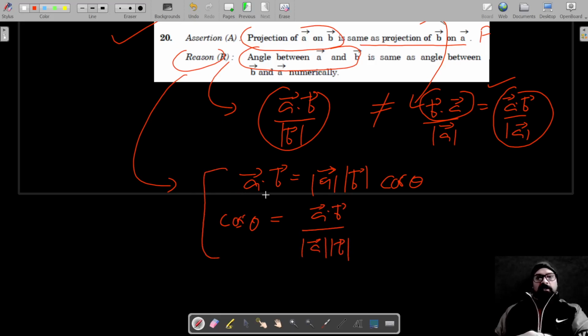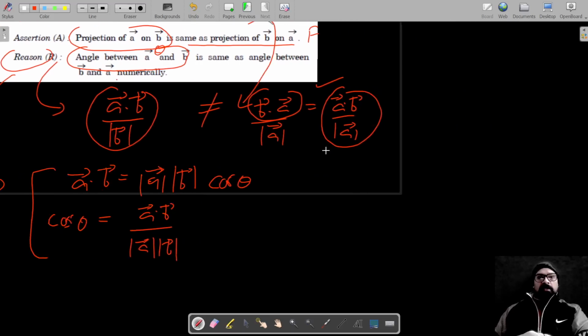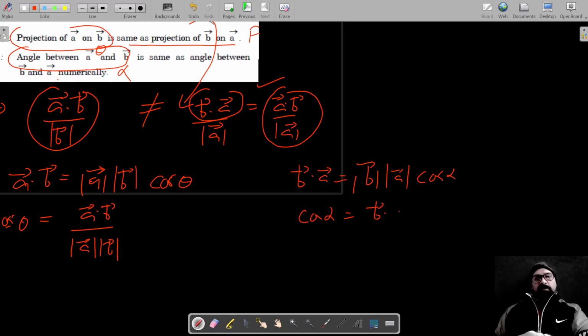Now let's assume that the angle between A and B is theta, and the angle between B and A is alpha. Let's find the dot product of B and A, which gives me magnitude of B into magnitude of A into cos alpha, which gives us cos alpha is equal to B dot A divided by magnitude of B into magnitude of A.